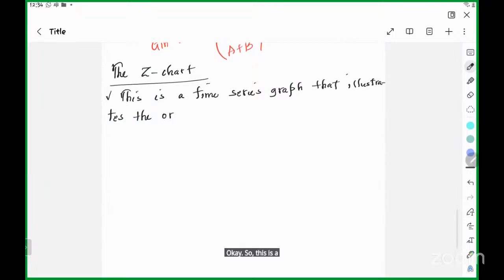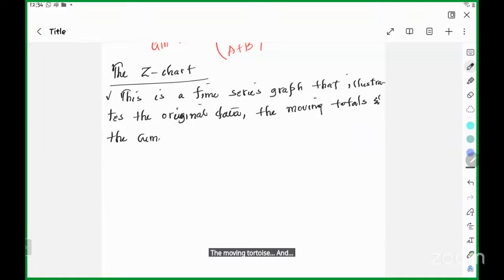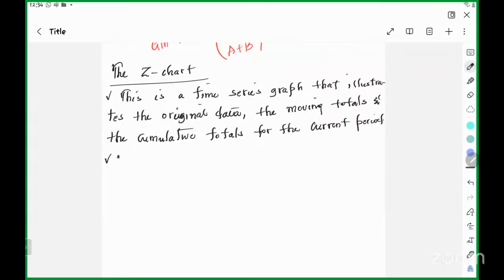So this is a time series graph that illustrates the original data, the moving totals, and the cumulative totals for the current period. Usually it considers annual values.